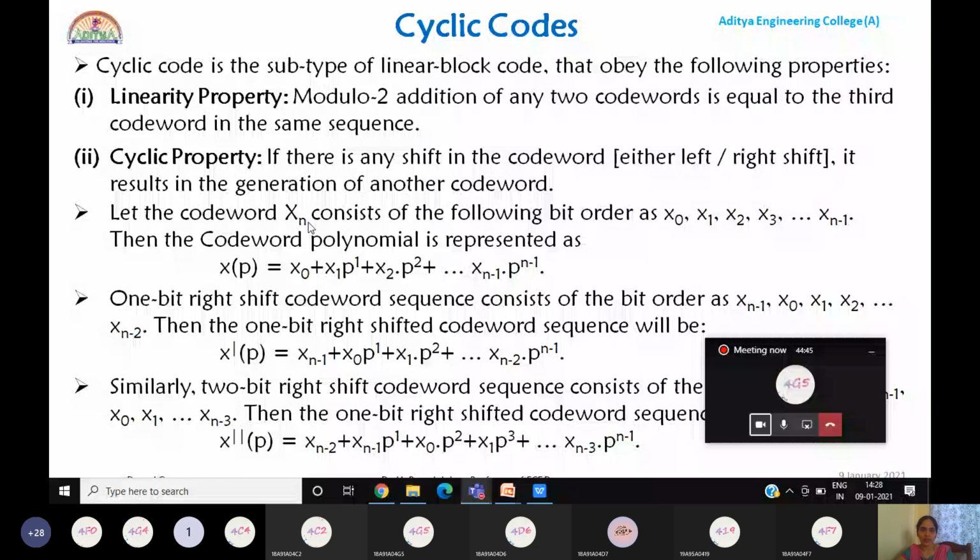Let the code word X, consist of the following bit order as X0, X1, X2 up to so on Xn minus 1. For example, the code word Xn consists of the bits that range from 0 to n minus 1: X0, X1, X2 up to so on Xn minus 1. Let us take that this is the original order of the first code word. A sequence consists of multiple code words, and here we are considering that the code word consists of n number of bits.